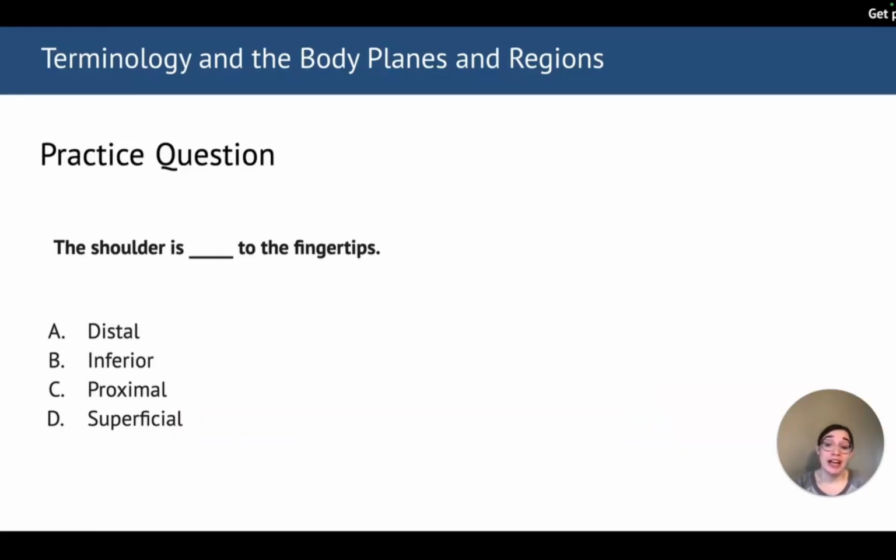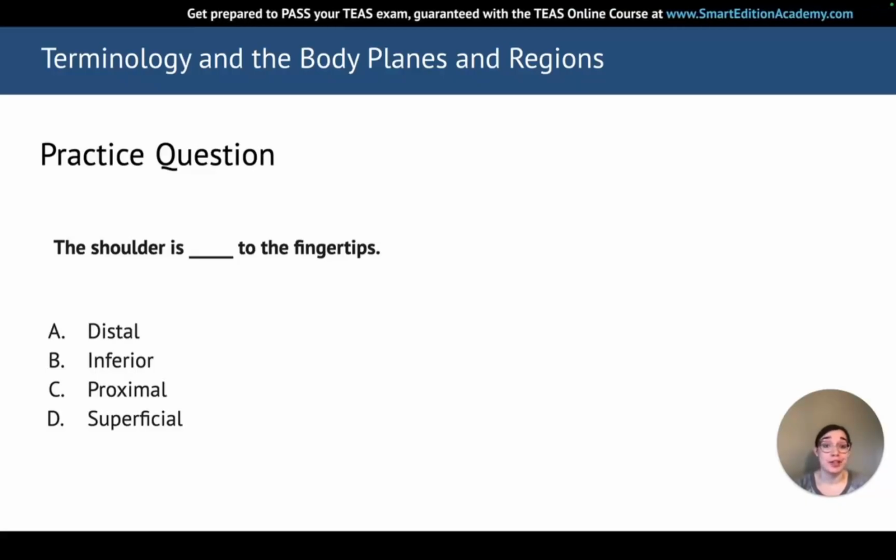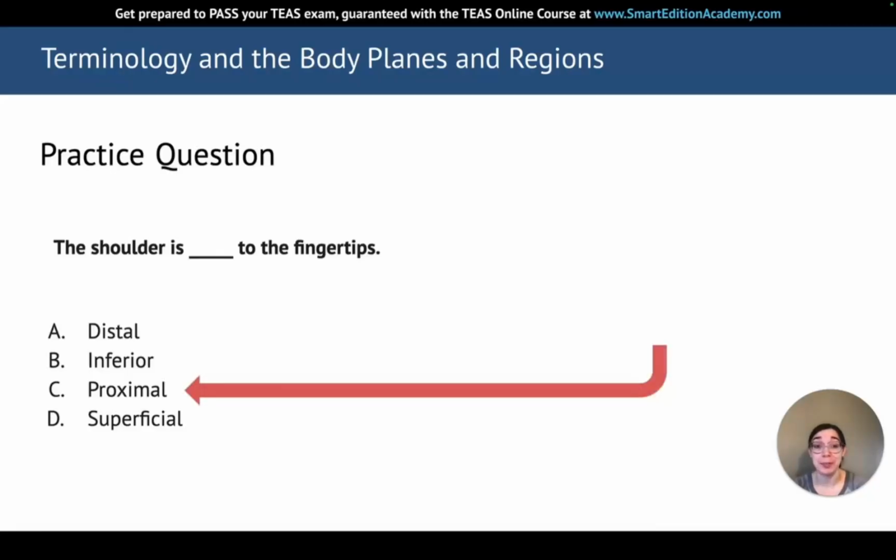The shoulder is blank to the fingertips. Is it A, distal? Is it B, inferior? Is it C, proximal? Or is it D, superficial? And the correct answer here is option C, that word proximal.